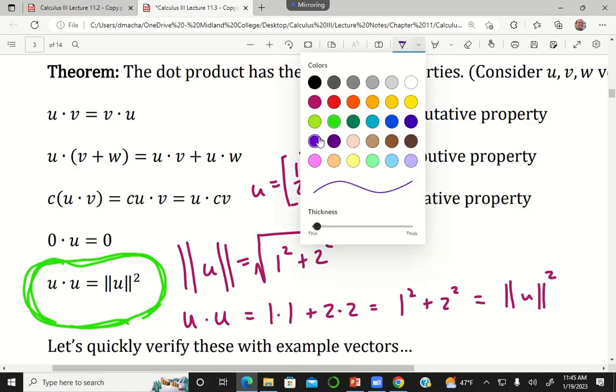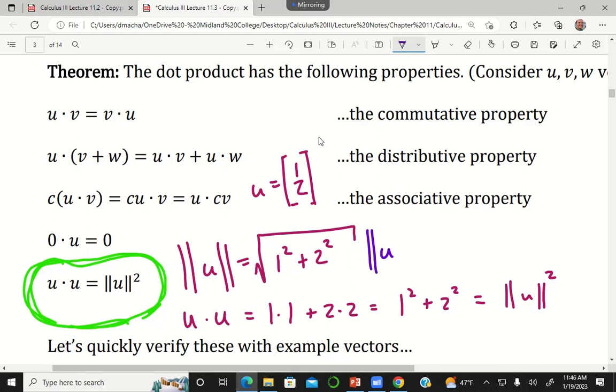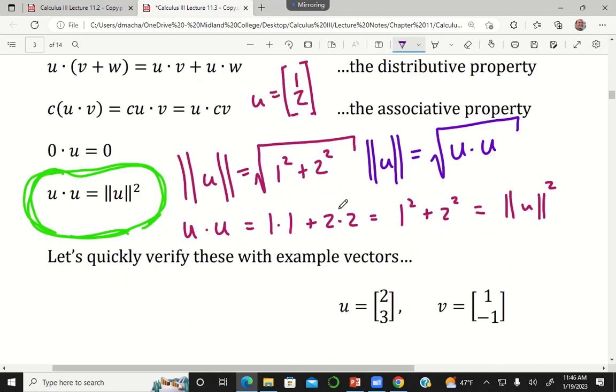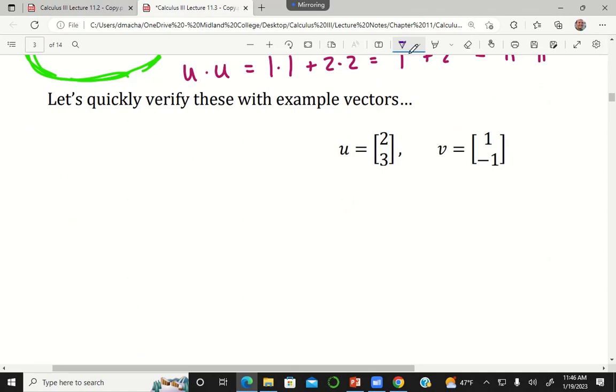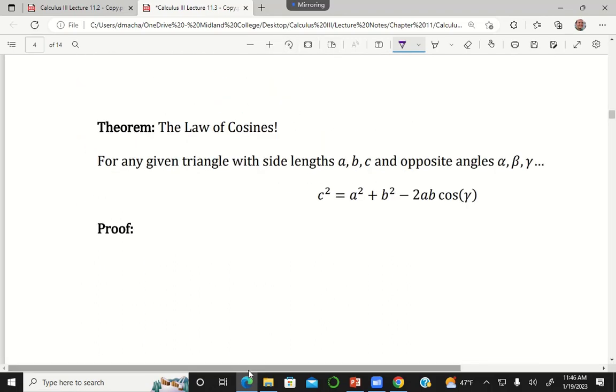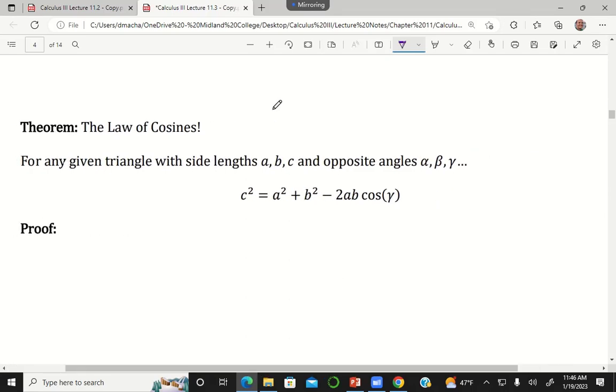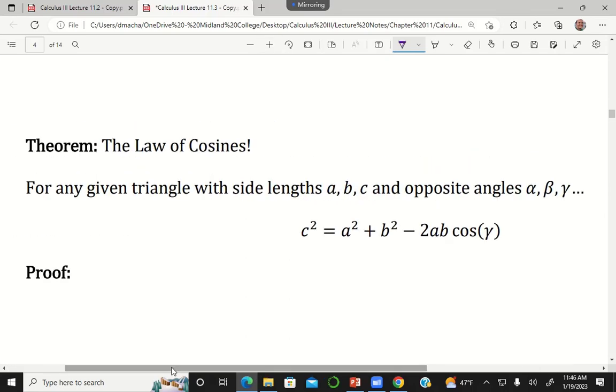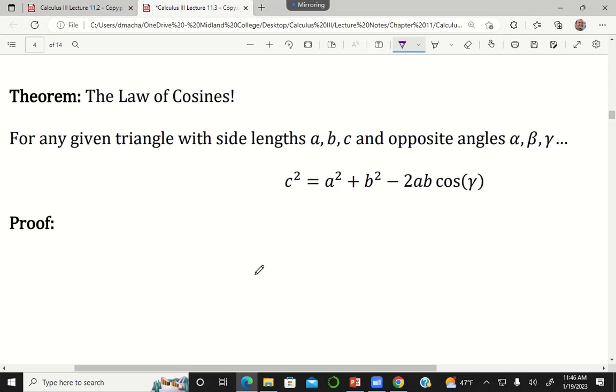Another way you could write that, the same idea, is you could say that the norm of a vector is equal to the square root of that vector dot itself. Okay. I'm going to skip that, because I think that's pretty straightforward. Since we're short on time, I'm going to skip the proof. Maybe I can get back to it on Monday.